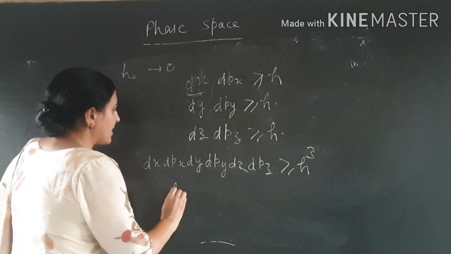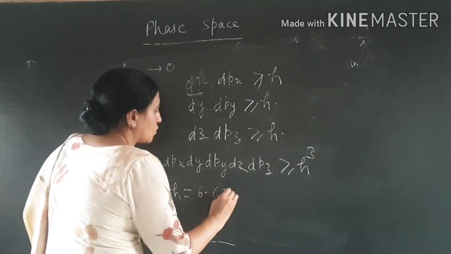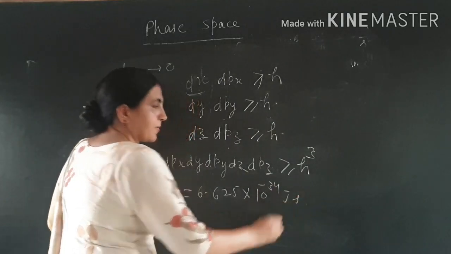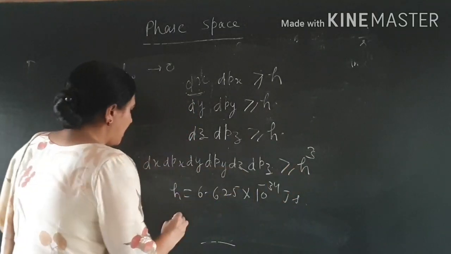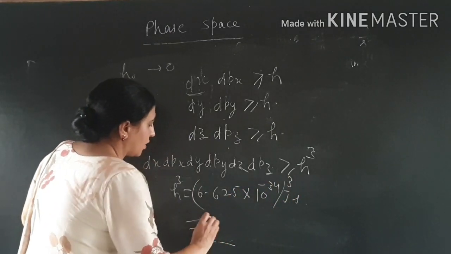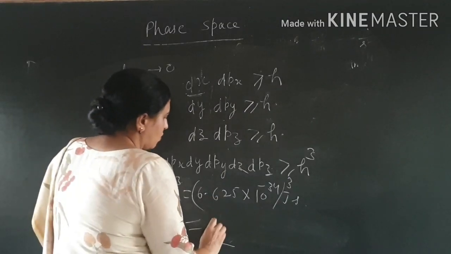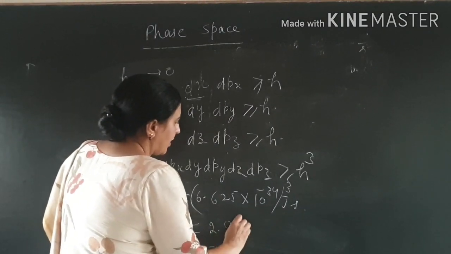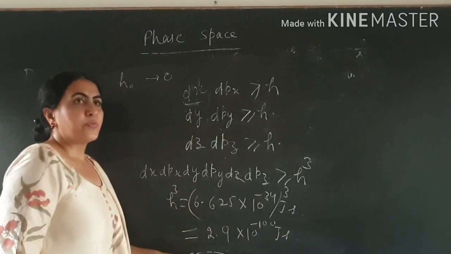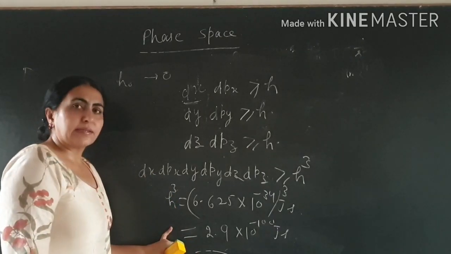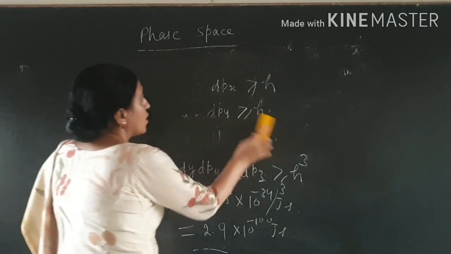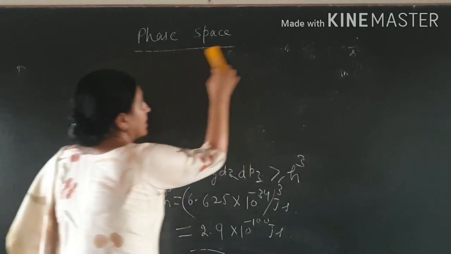Its value is h equal to 6.625 into 10 raised to power minus 34 joule second. When we take its cube, h cube is approximately 2.8 or 2.9 into 10 raised to power minus 100 joule second. So this is the value of h in quantum mechanics. Clear?